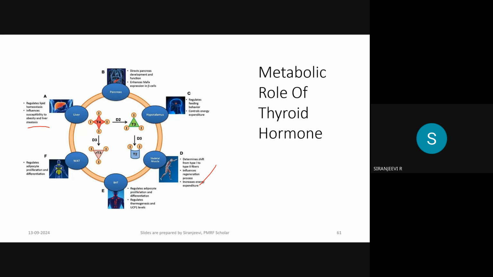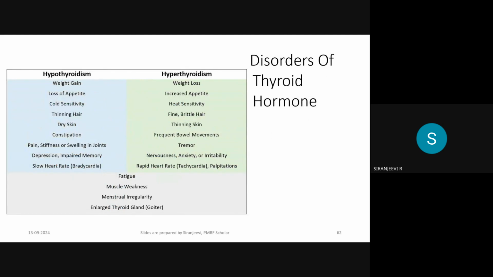And in the body fat, it regulates adipose proliferation and differentiation, regulates thermogenesis and the UCP1 levels. And in the case of the adipocyte, it regulates adipocyte proliferation as well as differentiation.